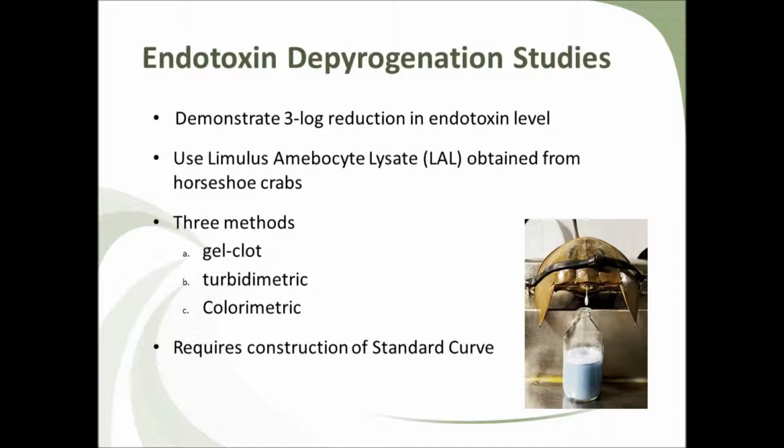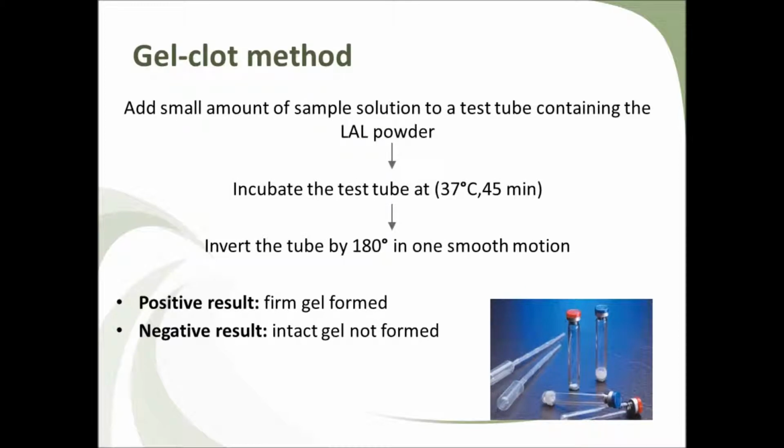There are 3 LAL test methods: the gel clot, turbidimetric, and colorimetric methods. For all the methods, the concentration of the unknown sample can be determined from the standard curve. The gel clot method involves the formation of a gel. In order to test the endotoxin content of a sample, a small amount of the sample solution is added to a test tube containing the LAL powder.